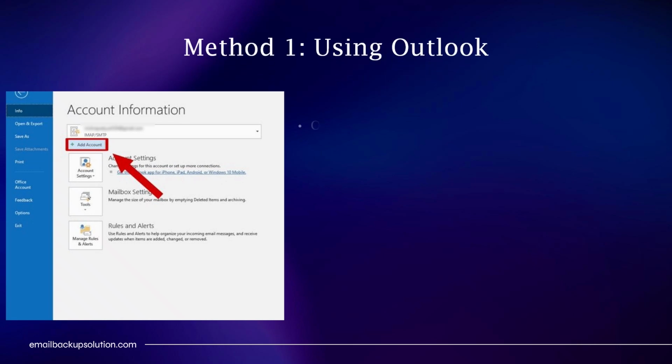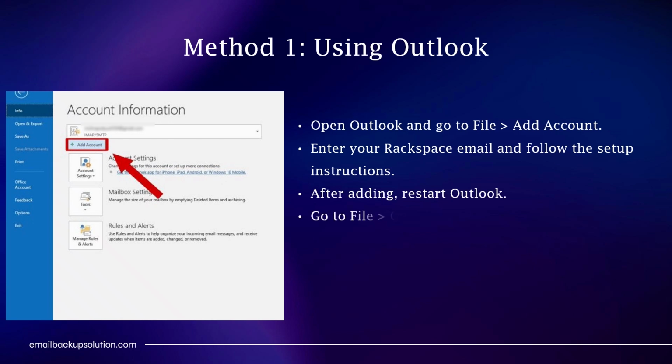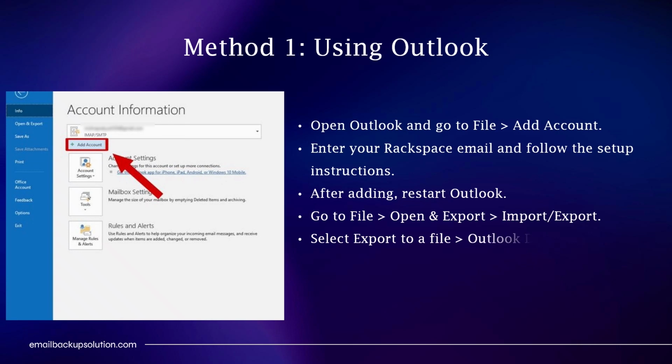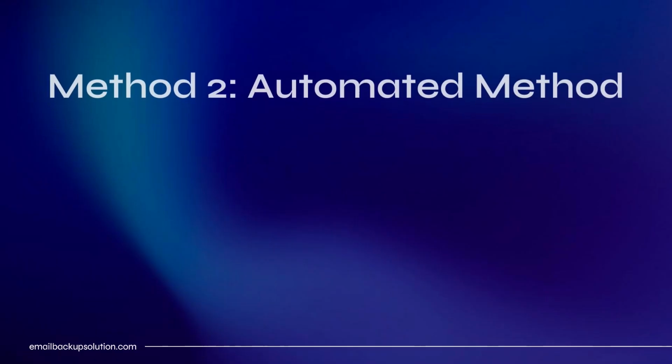Here are the steps. Open Outlook and go to File, Add Account. Enter your Rackspace email and follow the setup instructions. After adding, restart Outlook. Go to File, Open & Export, Import/Export. Select Export to a file, then Outlook Data File. Choose the folder and location, then click Finish. Once all emails are downloaded, you can export them to your computer as a backup file.